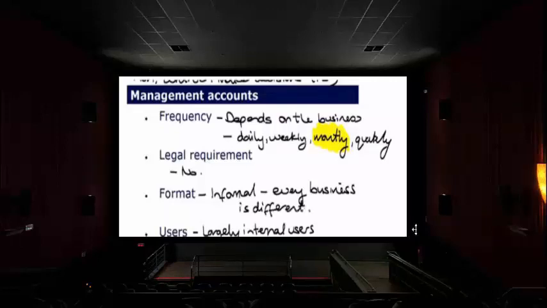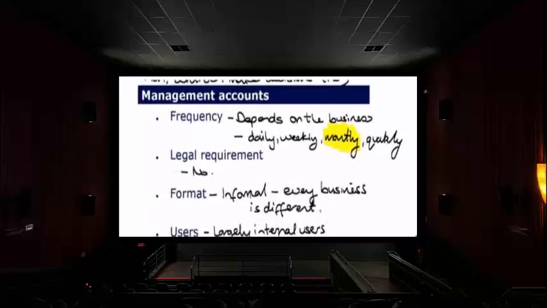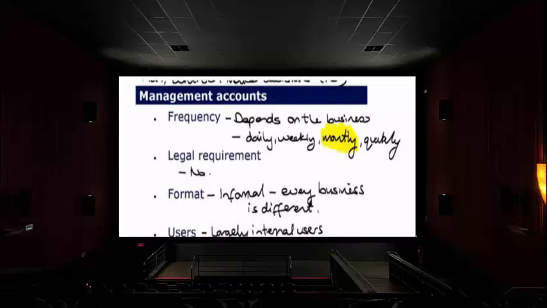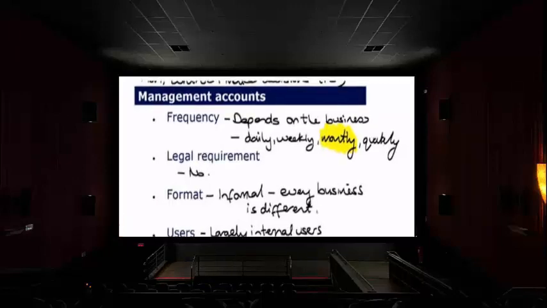And they will have different needs, different reporting needs, okay? Different information that they will need to help them make their plans, help them control and make their decisions. So, with management accounting, there's no set format, your users are internal, the frequency will be when the business needs them, and there is no legal requirement to prepare them.